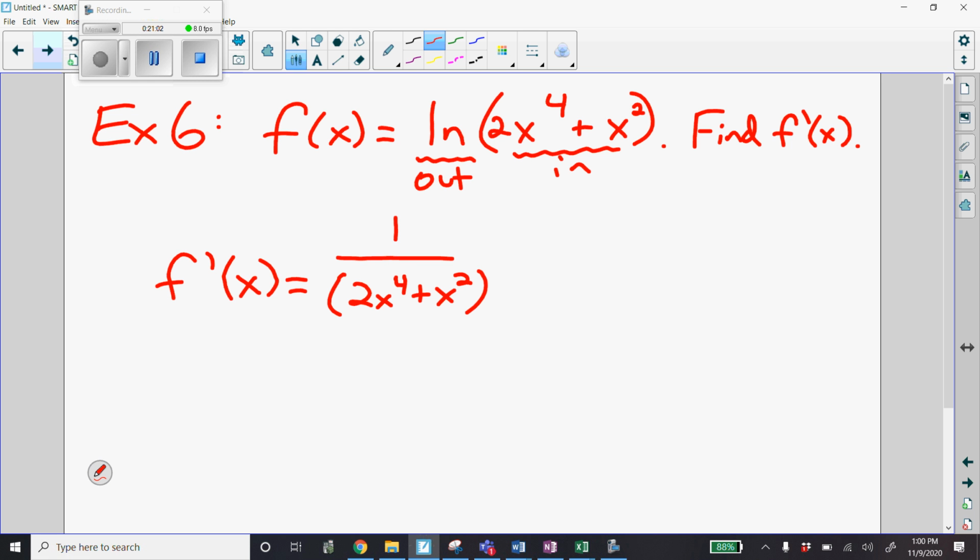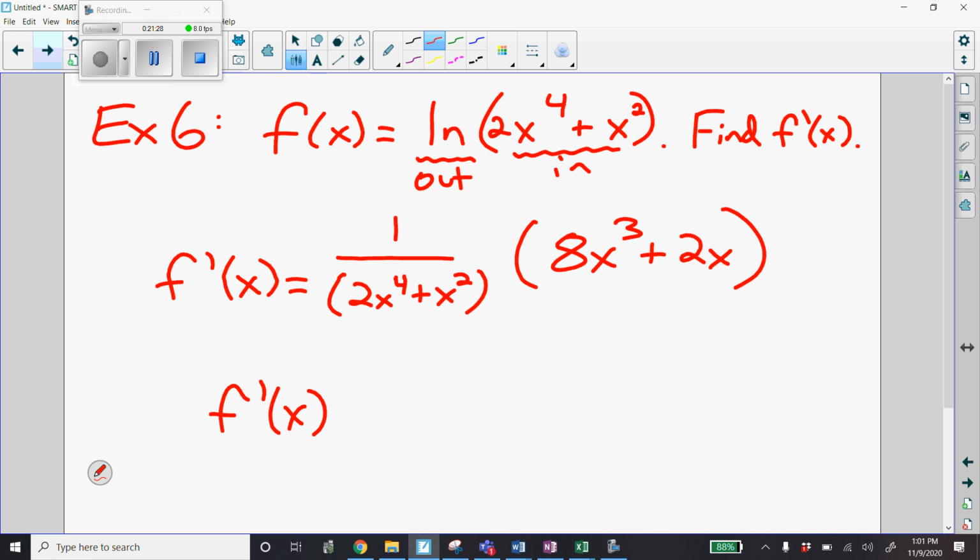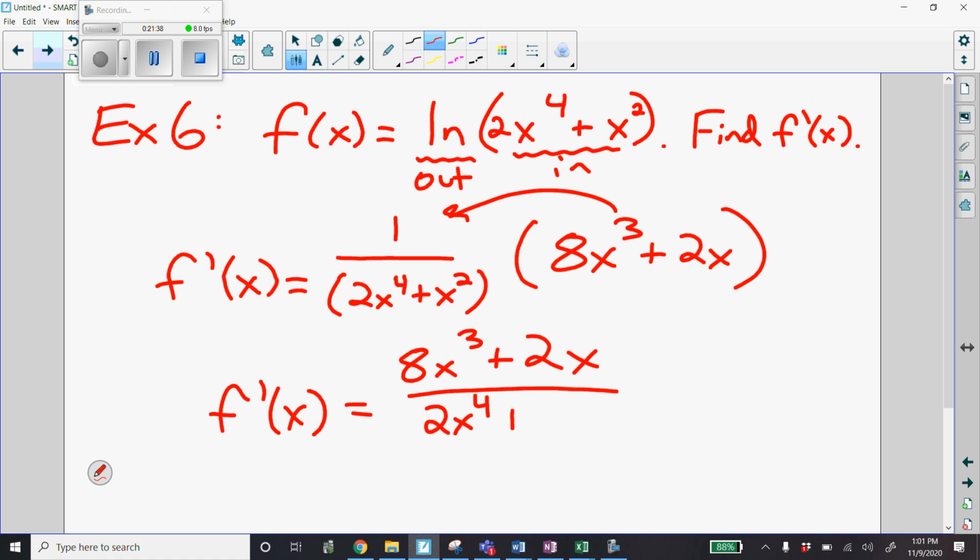So there's the derivative of the outside with respect to the inside, 1 over 2x to the fourth plus x squared. And now I'm going to multiply that by the derivative of the inside. Well, I know the derivative of the inside is 8x cubed plus 2x. Now again, cleaning this up, I'm just going to put this on top. I'm going to call it 8x cubed plus 2x over 2x to the fourth plus x squared.